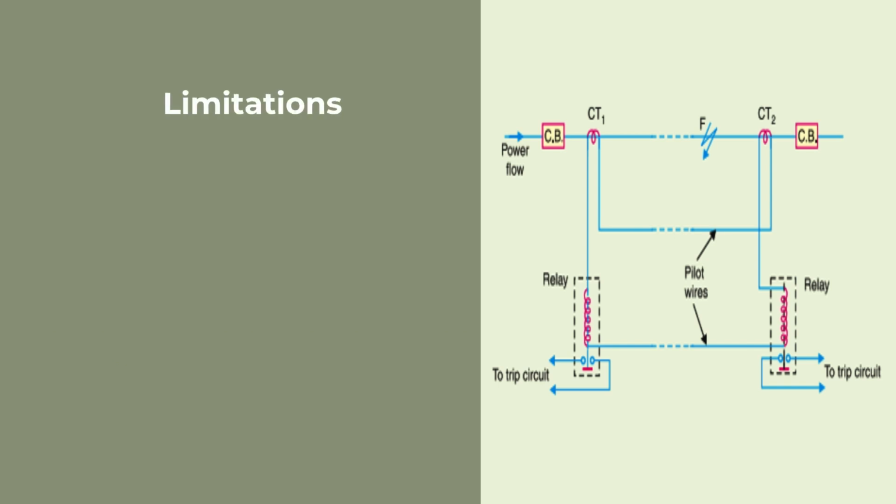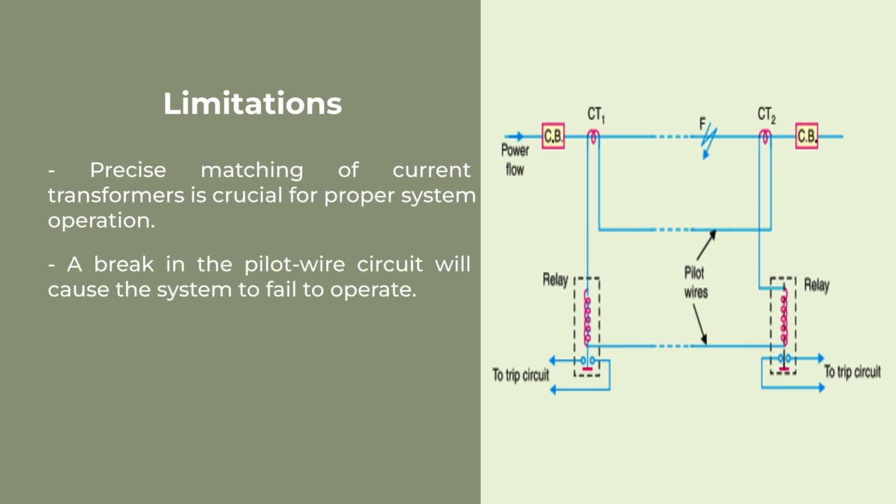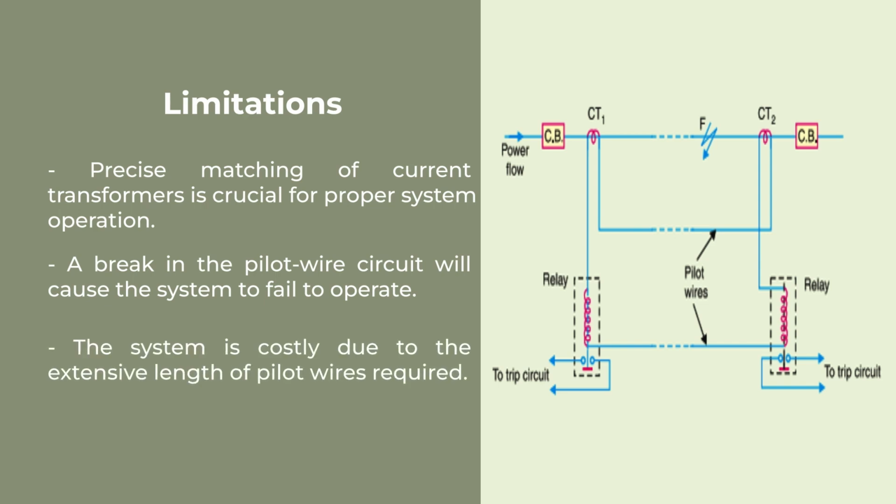First one is that the proper functioning of the system totally relies on the exact matching of the CTs at both ends of the line. This problem we already saw in the differential protection of transformer. Second one is that a break in the pilot wire circuit will cause the system to fail to operate. The system is costly due to the extensive length of pilot wire required for transmission line protection as compared to transformer, because the length of transmission lines is high. Also, installing and maintaining the pilot wire over a long transmission line can be costly and challenging.